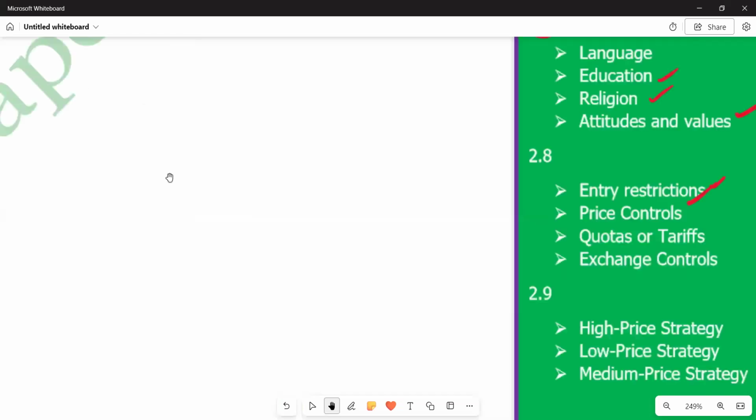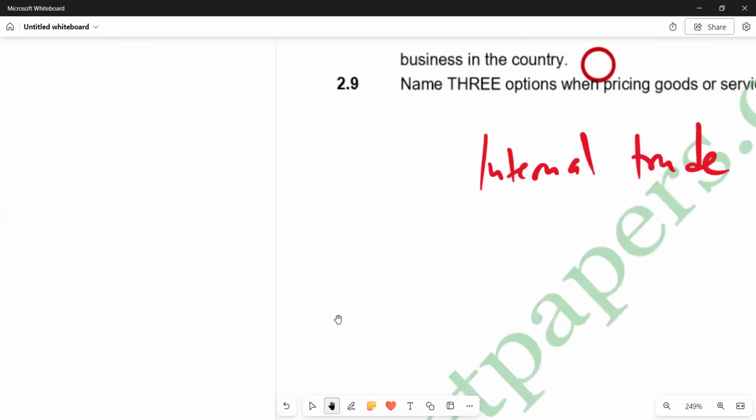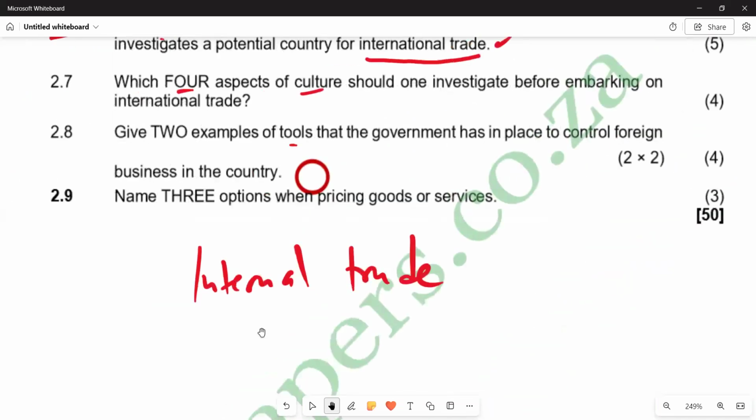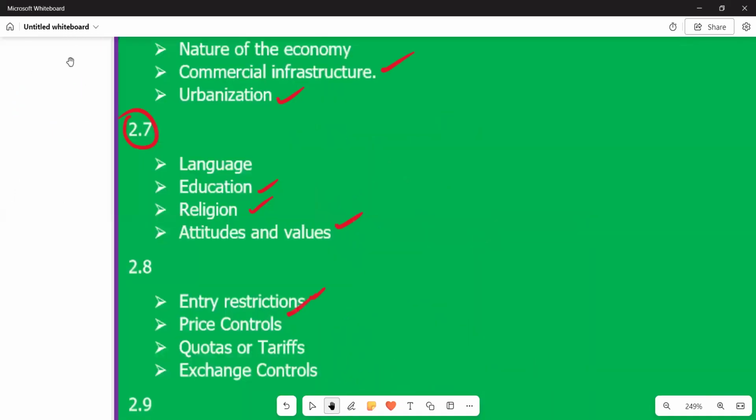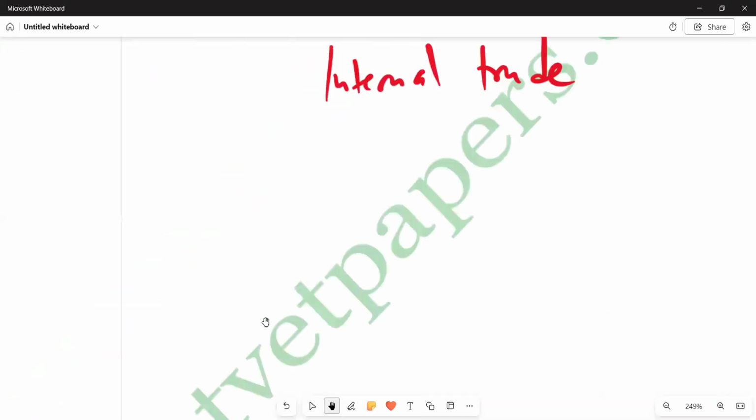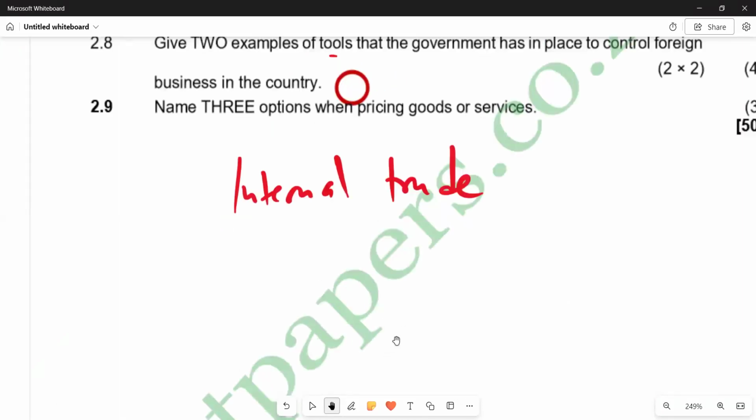Then we go on to the last part of our question, which is 2.9, which says, name three options when pricing goods or services. Obviously, we're going to see that we are going to have the high price, the medium price, and the low price. So we can just go to our answer section and try to see in terms of our responses. Remember, we are talking about the three options when pricing goods or services.